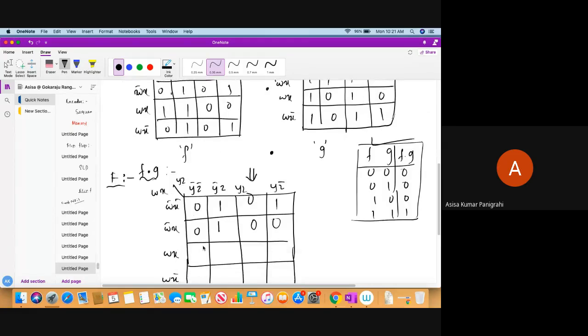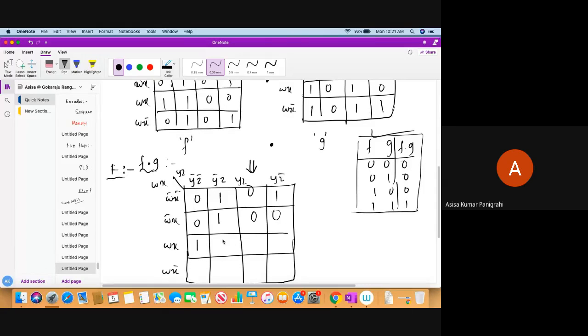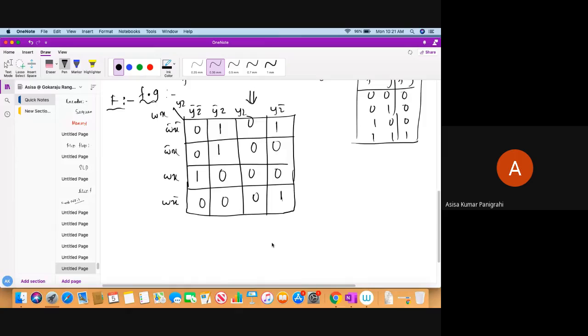Okay. Similarly, 1 1 1 1 0 0 0 0 0 0 0 1. So this is my final K-map for capital F. The question asks: simplify capital F and realize. So what you need to do is make the grouping. Very simple. You can just group it like this.